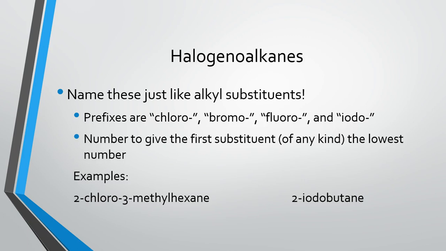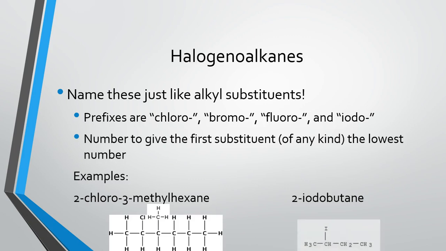Okay, so 2-chloro-3-methylhexane. We draw a hexane chain. On the second carbon, we have a chlorine atom, and on the third, we have a methyl group. 2-iodobutane. This is condensed just because space is a little bit limited here. It's just a 4-carbon chain, and on the second carbon, we have an iodine atom.